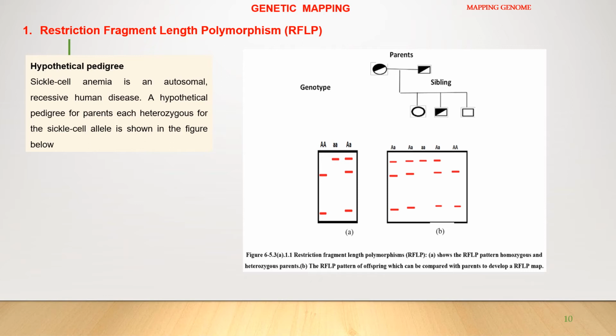The heterozygotes give three bands, two for the capital A allele and one for the small a allele. So, on analysis of the marker profile in figure B, the genotype pattern for specific genotypes can be estimated by the unique pattern of bands.